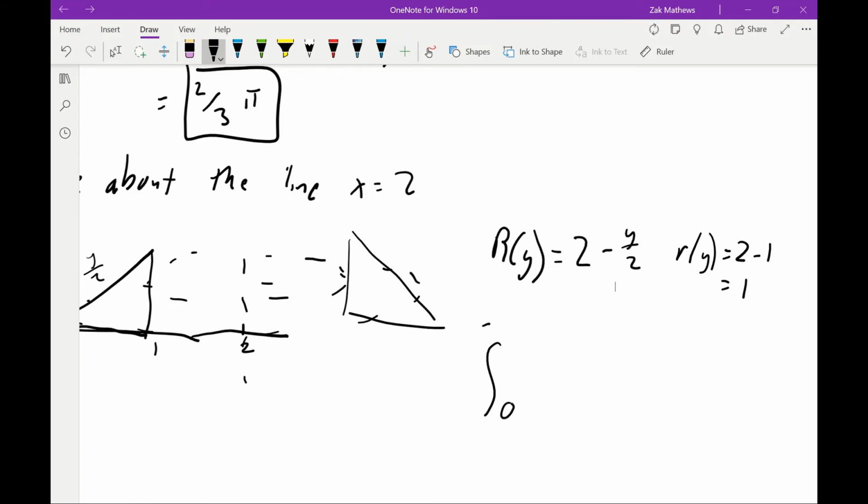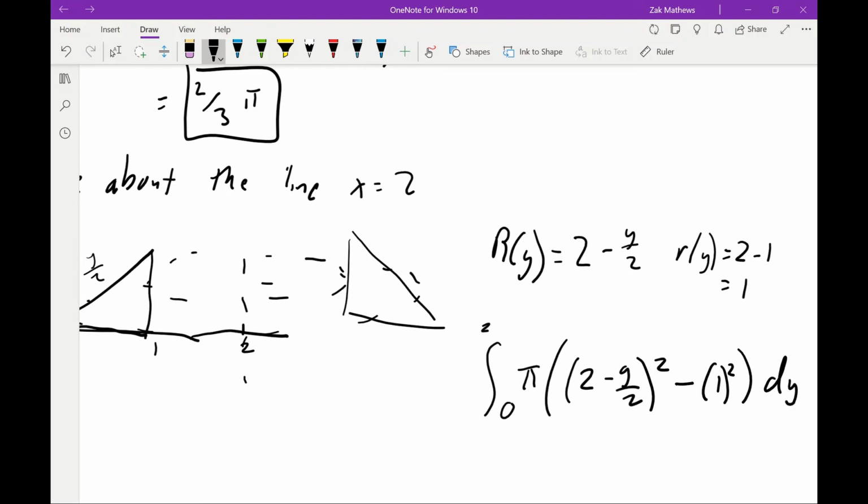We're going from 0 to 2. We have our pi, then our big R squared. Let me just go and insert it. The 2 minus y over 2. Apologies, OneNote is a little bit laggy sometimes. All right, let's just scribble it out and maybe it'll erase later. So I'll write in 2 minus the y over 2 squared. There's our outer radius minus the inner radius, which is 1 squared. And then again, our height is the dy.